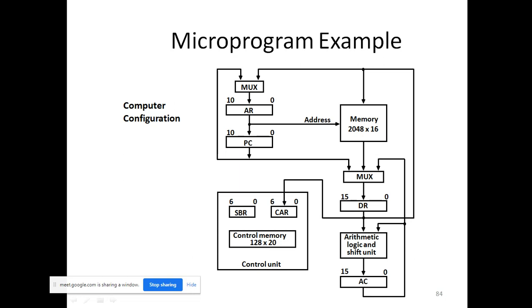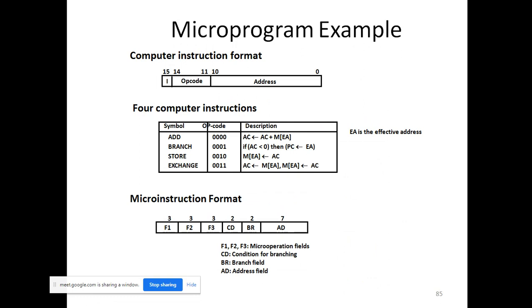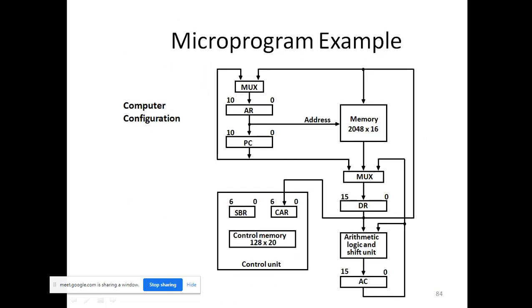Whereas in the control memory, now tell me the address size. 128. How many address bits? 7 bits, 2 power 7. 2 power 7 equals 128. Okay.